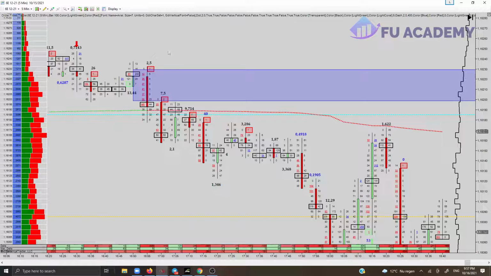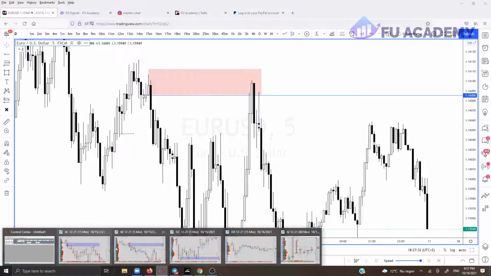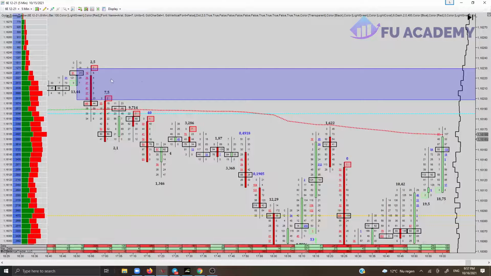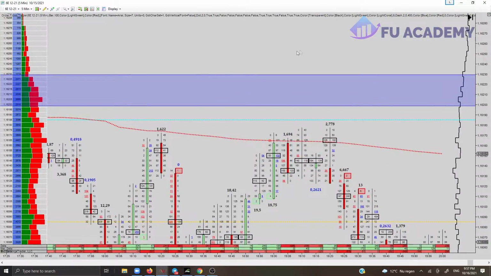See here, the Euro USD, again I'm seeing stacked imbalances. You cannot see this information with a plain candlestick. This is the same candlestick you are seeing, these buy and sell candles, but with order flow you are seeing extra information, that is a stacked imbalance. So that's why this zone becomes my high priority zone. Now I'll wait for the price to come to my zone.